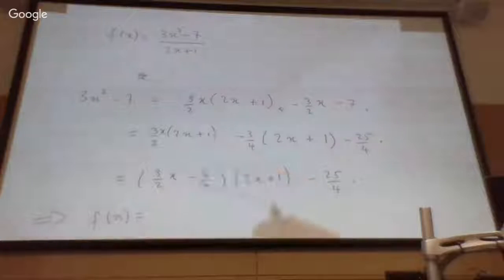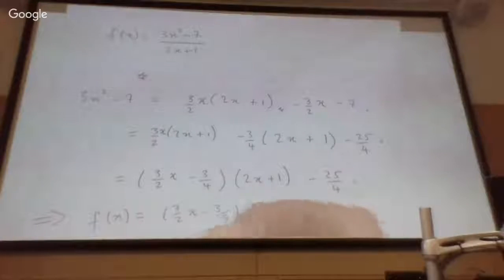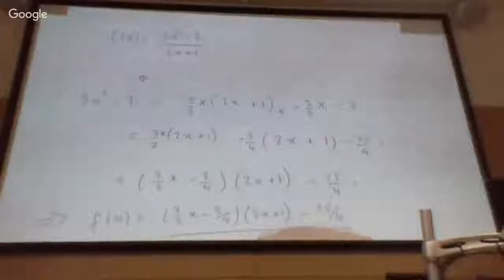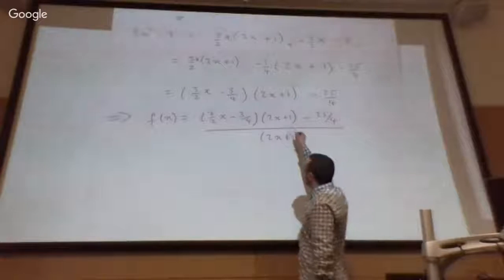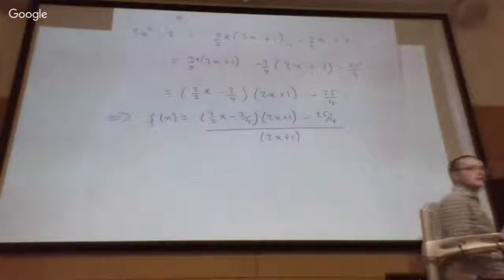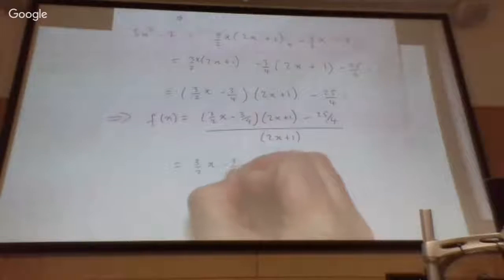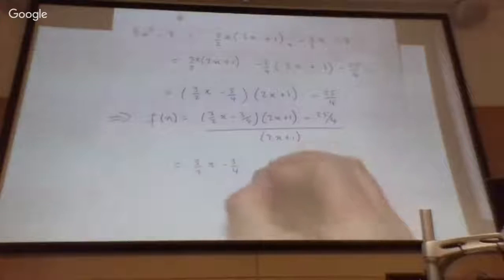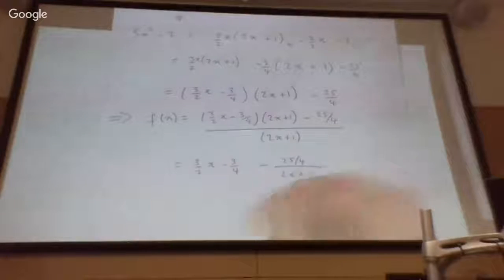So instead of 3x squared minus 7, I've got this expression now. It's 3 over 2 x minus 3/4 times 2x plus 1, minus 25 quarters, and this is all over 2x plus 1. And now I can carry out the division indicated by the fraction, and I can write this as 3 over 2 x minus 3 quarters, so I can cancel the 2x plus 1s, and then I've still got this minus 25 quarters over 2x plus 1.